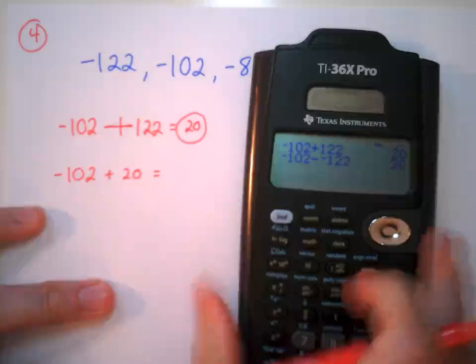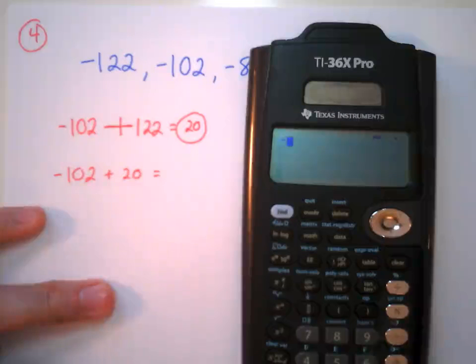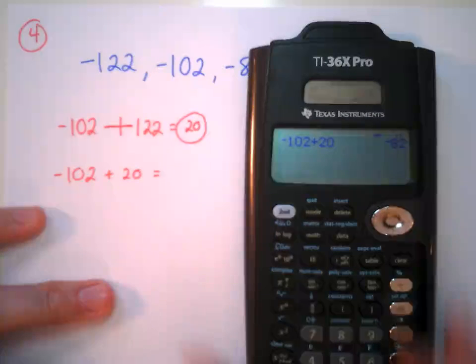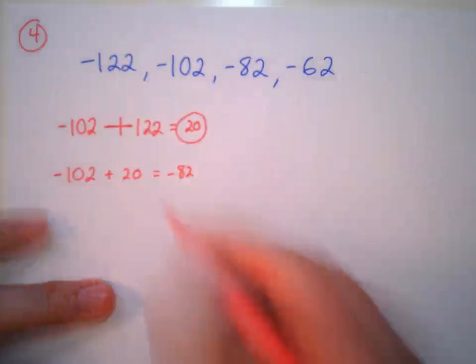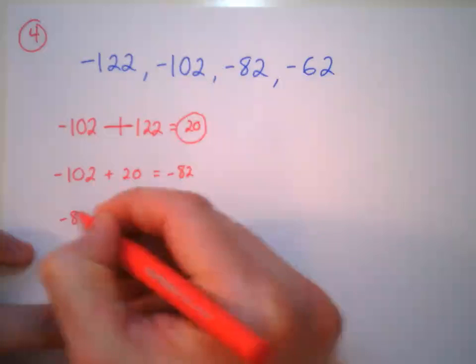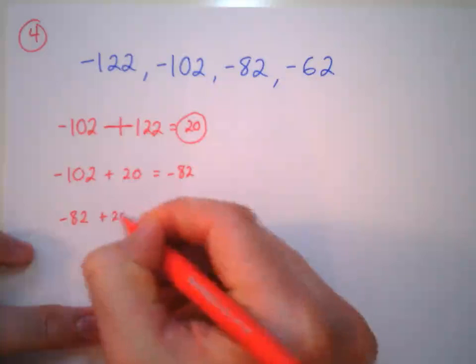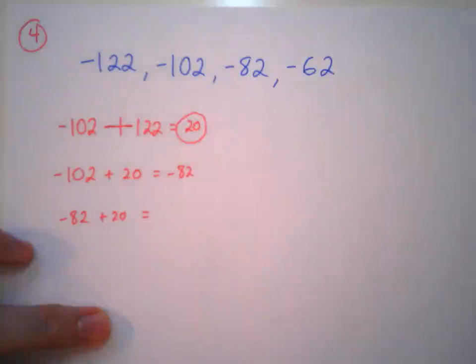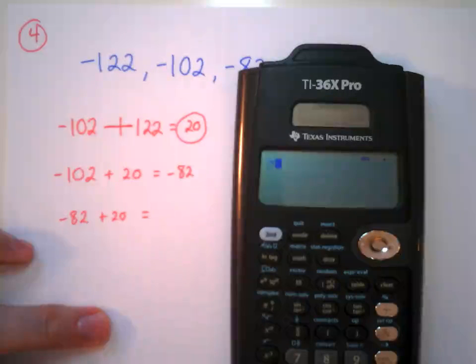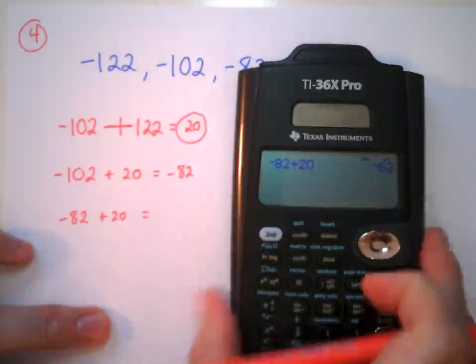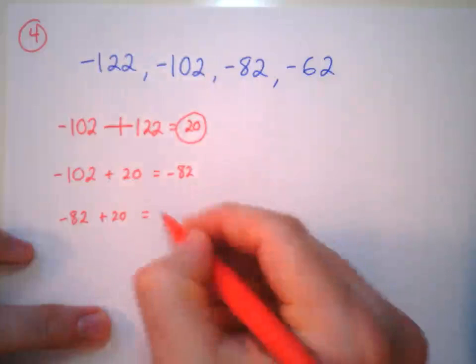Again, we can use our calculator if we don't know. Negative 102 plus 20 gives us negative 82. That's exactly what we needed to get, negative 82. So now, same thing, use our third term, plus 20. We're just, again, using our common difference to check whether or not this is arithmetic. So negative 82 plus 20 gives us negative 62. And that's perfect.